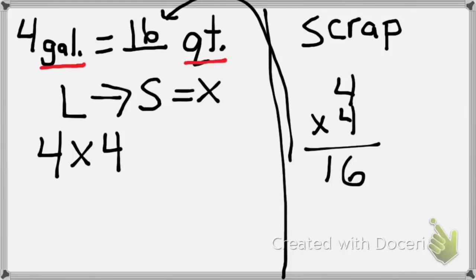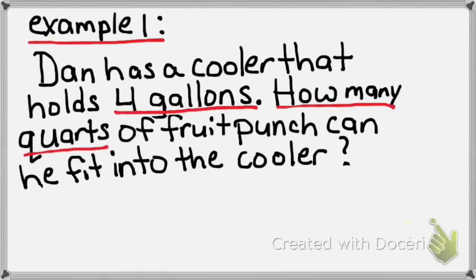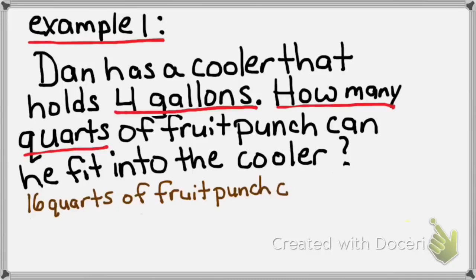But this was a word problem, so I need to go back and put that into my final answer of a sentence. And the question says, how many quarts of fruit punch can he fit into the cooler? So the answer will be 16 quarts of fruit punch can fit in Dan's cooler. And that's my final answer.